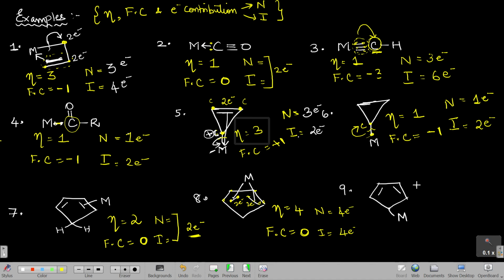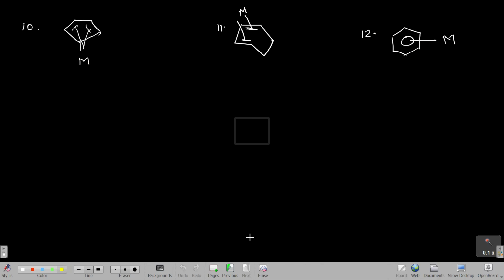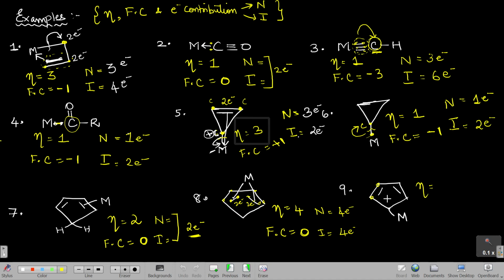Now come here, the hapticity. Here you have only one bond, right? So you have only one bond here. So the hapticity is going to be only 1. Only this carbon is donating its electron. So the hapticity is 1. Now come to the formal charge.